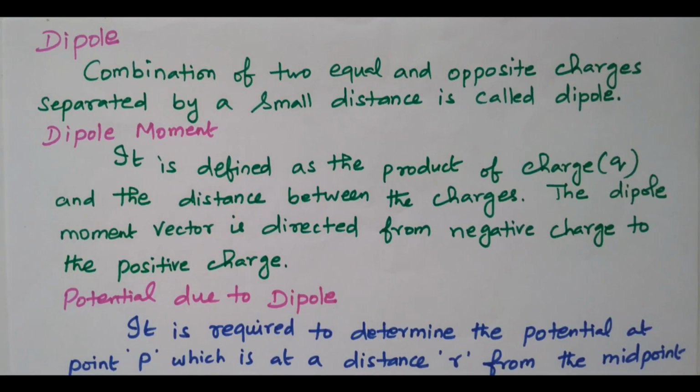Then the dipole moment is defined as the product of charge and the distance between the charges, q into l. Dipole moment is nothing but the product of charge and distance, q into l. The dipole moment vector is directed from negative charge to positive charge. We will refer to the diagram.